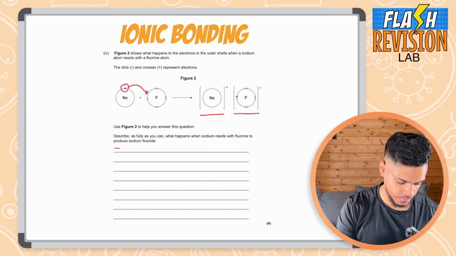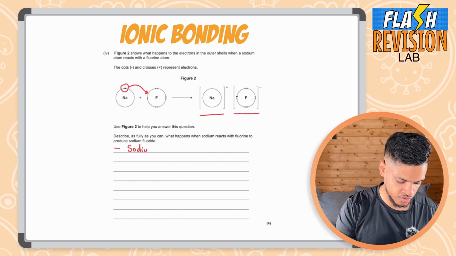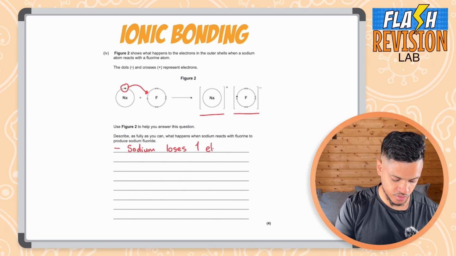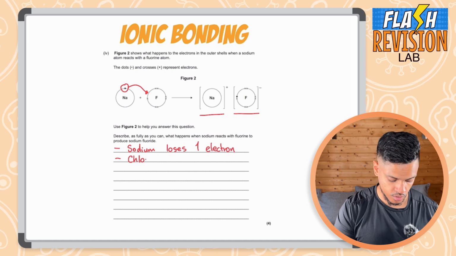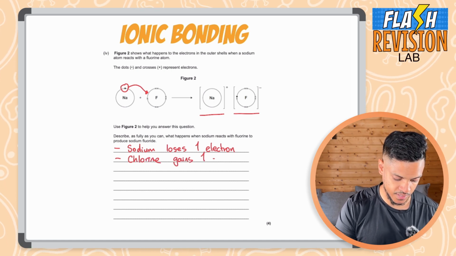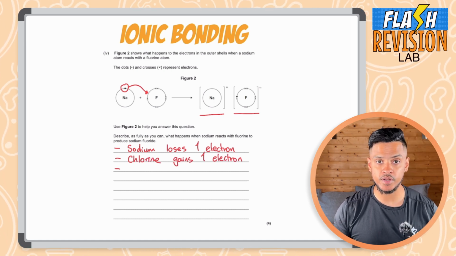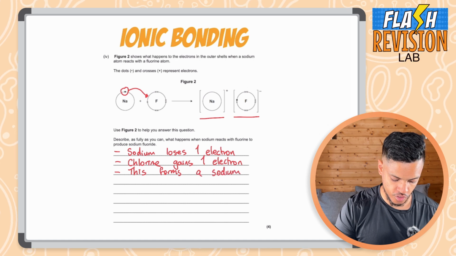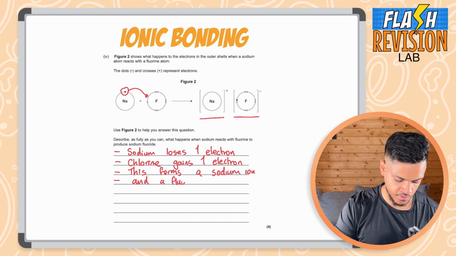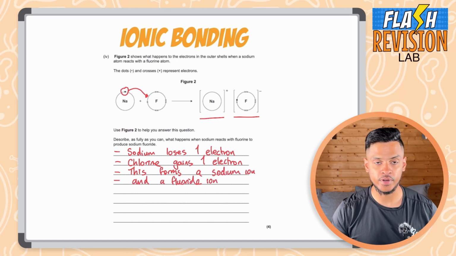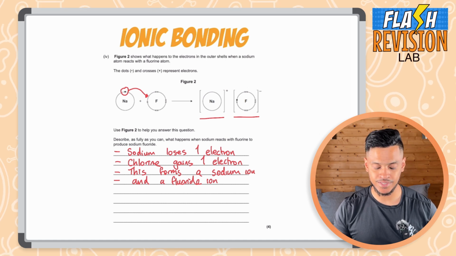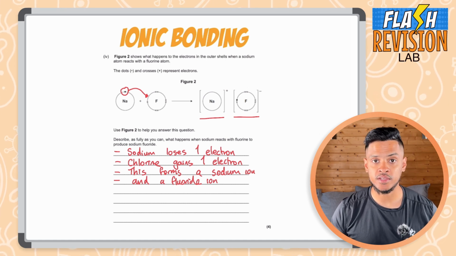So quite simple. First thing you can say is sodium loses 1 electron. Then you can talk about chlorine. Chlorine gains 1 electron. Now we can say what the final product is. This forms a sodium ion and a fluoride ion. It's fluorine when it's an ion, we call it fluoride. And yeah, that's all you need to say to get 4 marks.